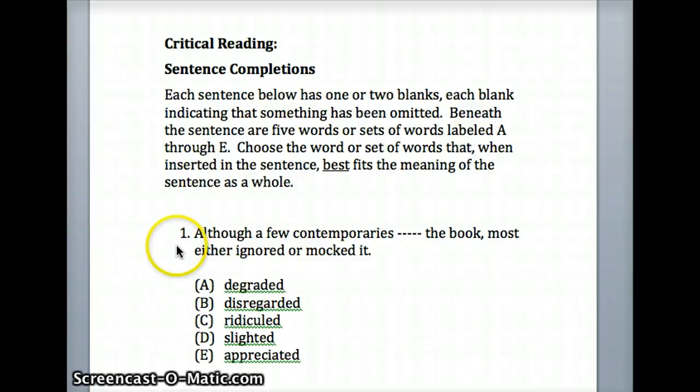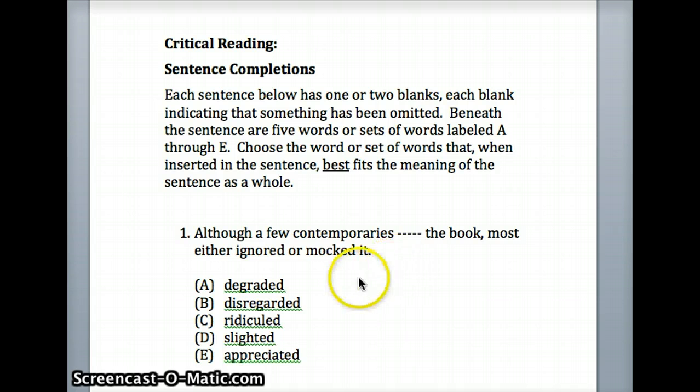So, although a few contemporaries blanked the book, most either ignored or mocked it. As I look at this sentence, I would understand that although might be a trigger word. And so although a few contemporaries liked the book, most either ignored or mocked it. So our second strategy is to read the sentence all the way through, filling in the blank with a word that I already know that best makes sense.